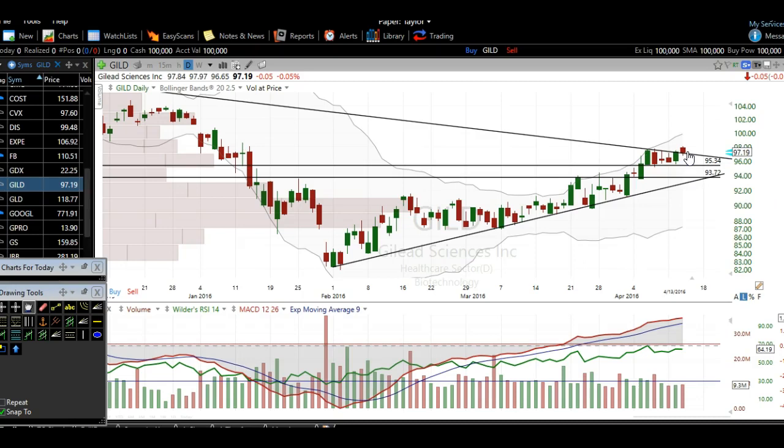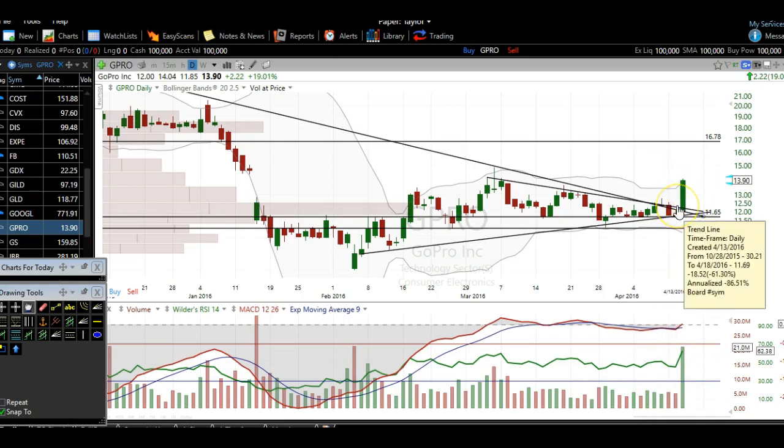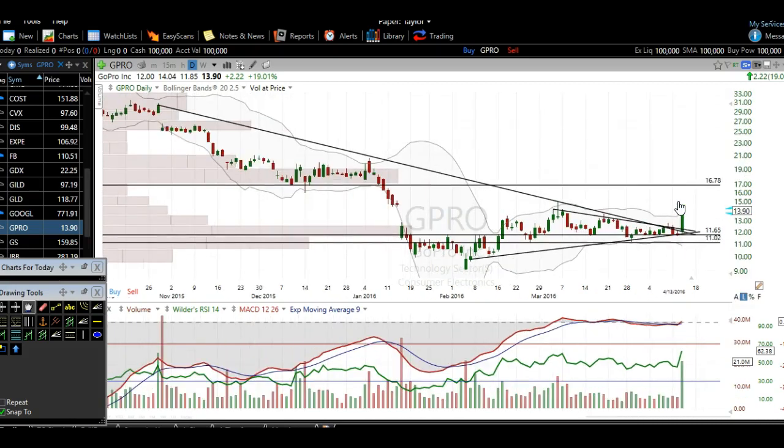Okay. Next, I'm going to be covering GoPro. GoPro, huge day today. Huge day. I think this one day with this insane volume right here, a nice big breakout candle right here, to me, I think this is all I really need to like the action on GoPro. I think GoPro is heading higher from here.